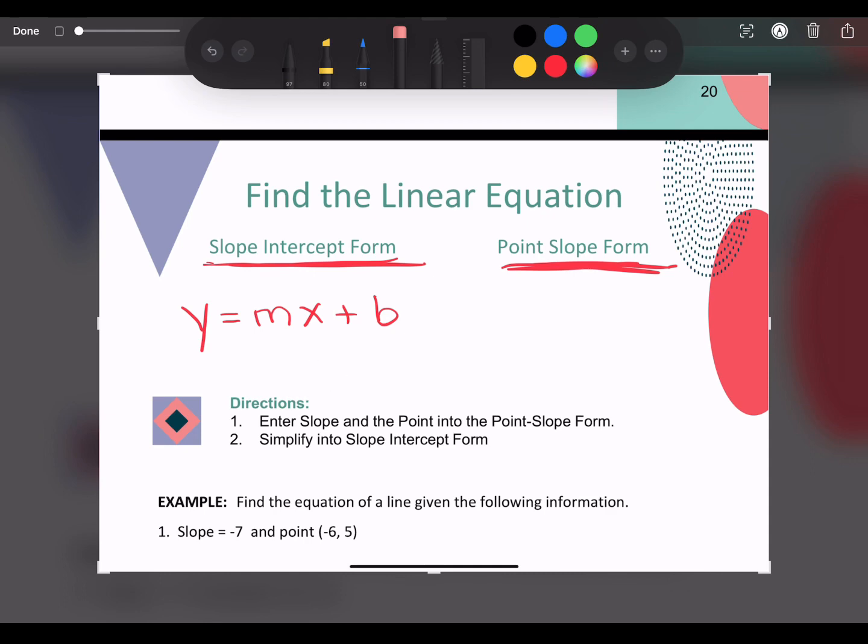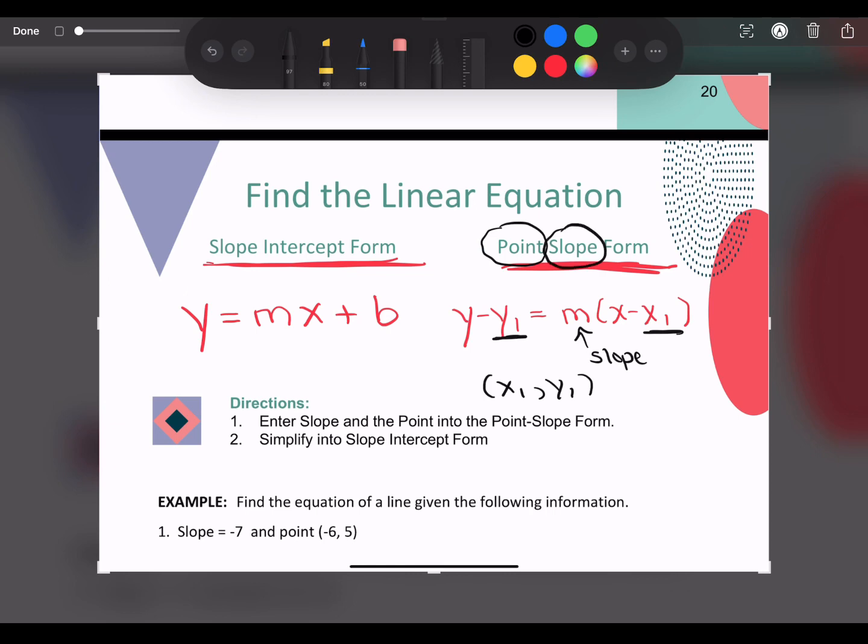Okay. Another form that I feel like is useful is the point slope form. Now this one is not as popular, but it's useful. So the form is y minus y1 is equal to m times x minus x1. This is called point slope form. The m represents your slope. And then we have this x1, y1. The x1, y1 represents a point on the line. That's why they call this form the point slope form, because it has a point and it has a slope.